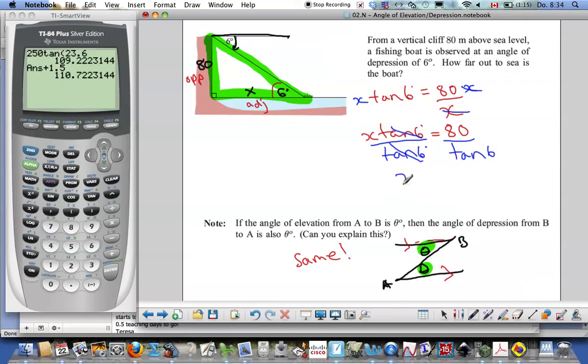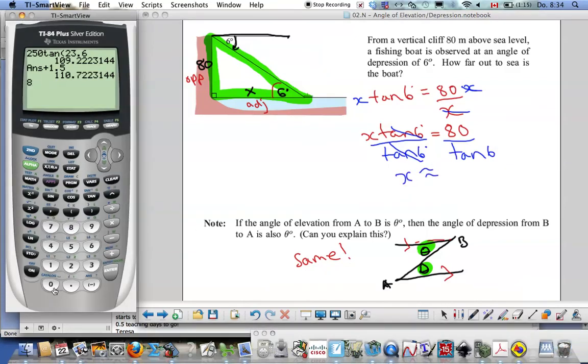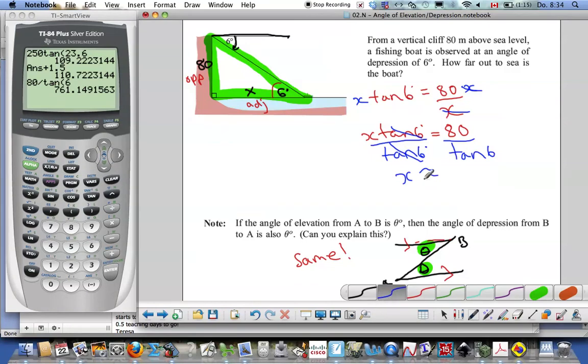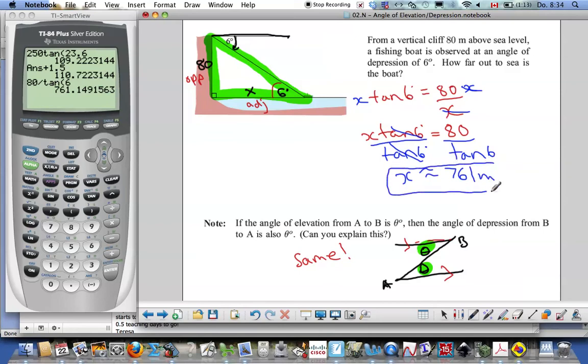So, one more step: 80 divided by tan 6 is 761 to 3 significant figures. And the last thing you want to do is ask, does that make sense? We've got an 80-meter cliff and a really small angle, so it makes sense for the boat to be 760 meters out. If you're getting 0.3 meters, that's not going to happen.